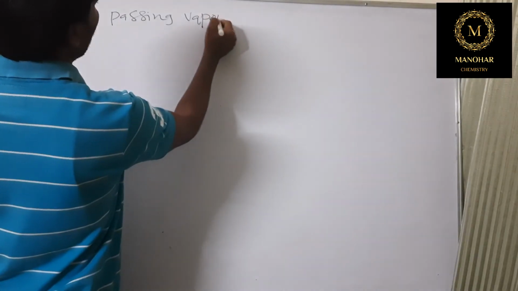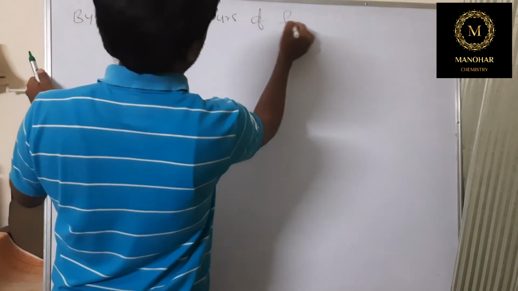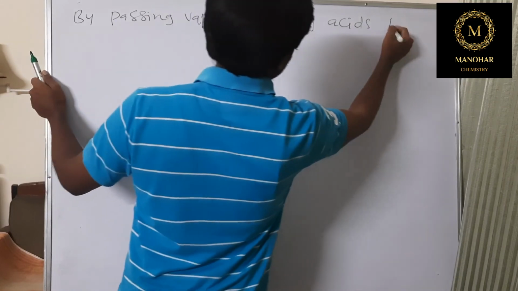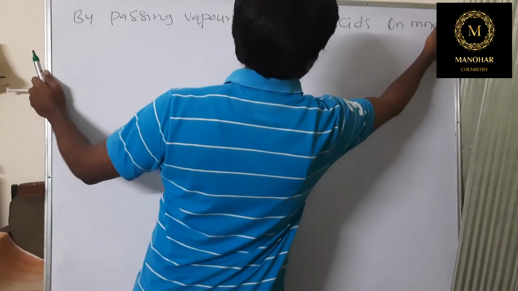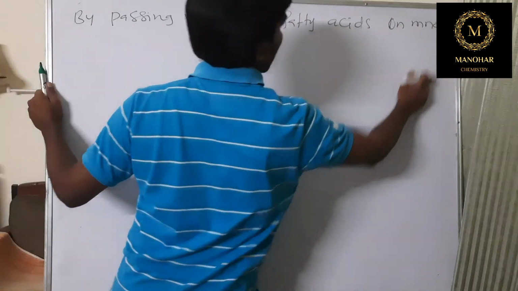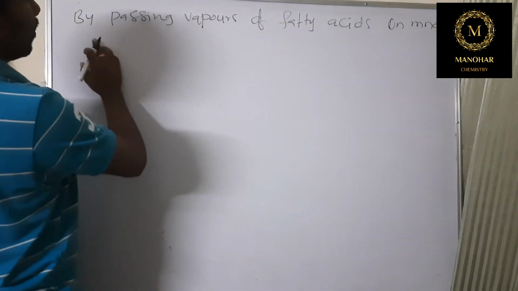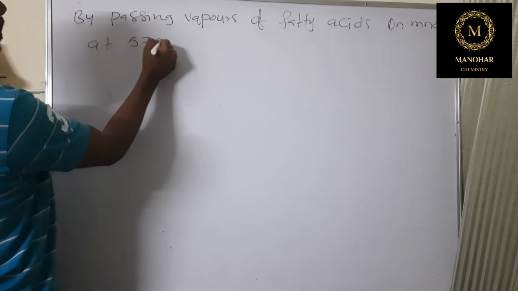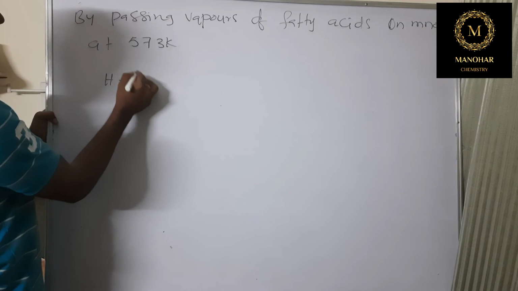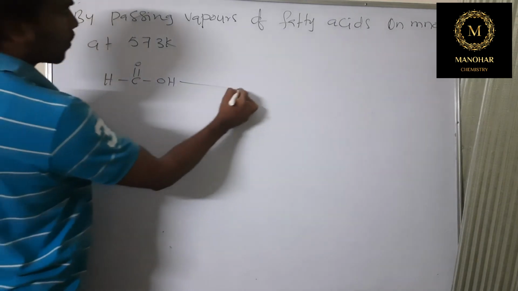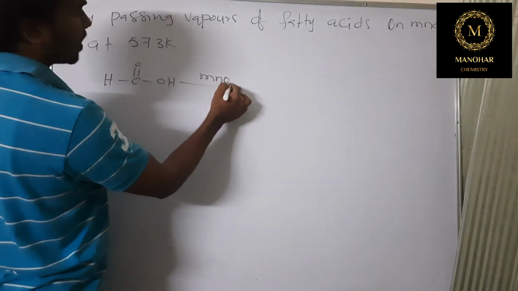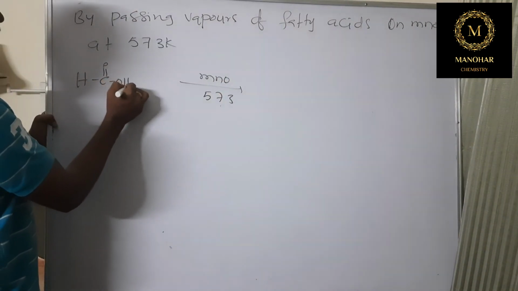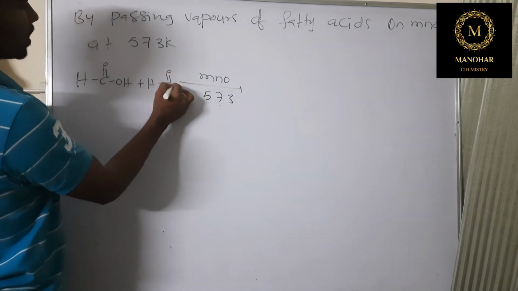Next method, by passing vapors of fatty acids on MnO at 573 Kelvin. If I take formic acid and pass these vapors over the MnO at 573 K, I am taking HC double bond OH plus HC double bond OH, right?